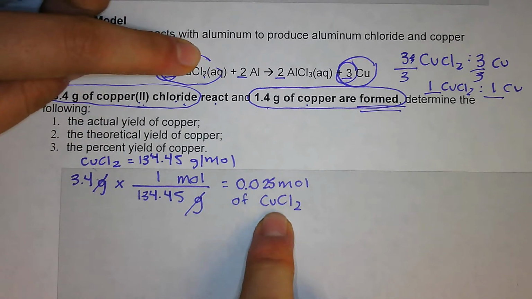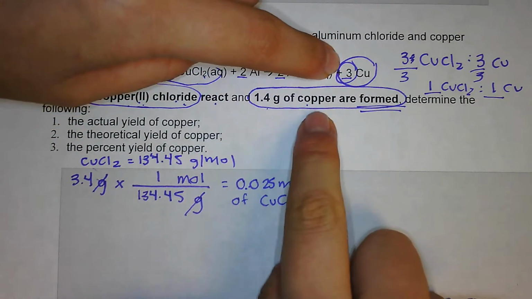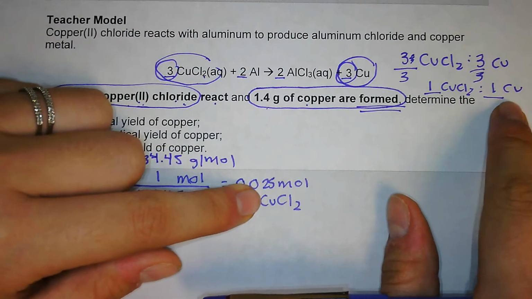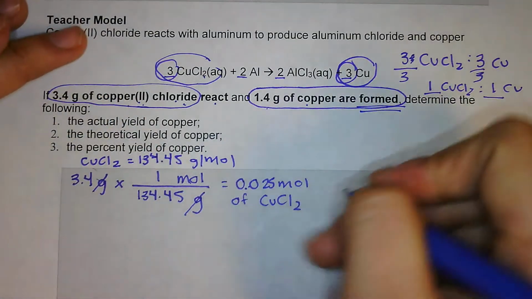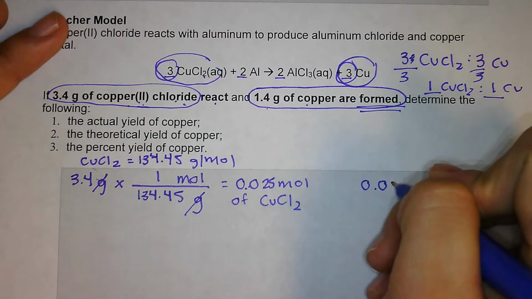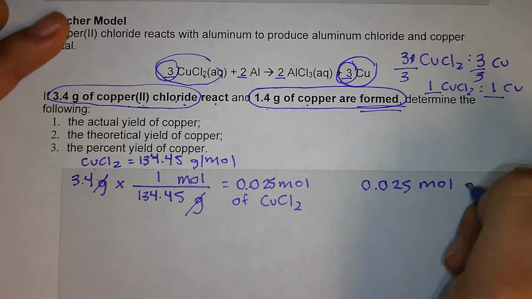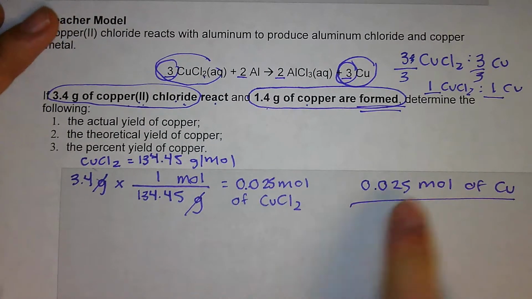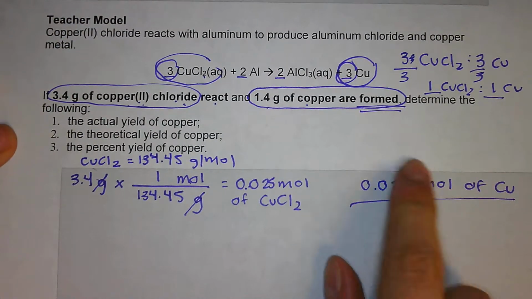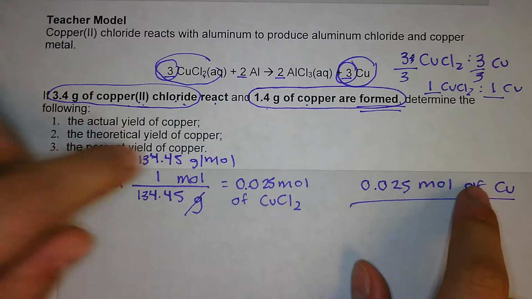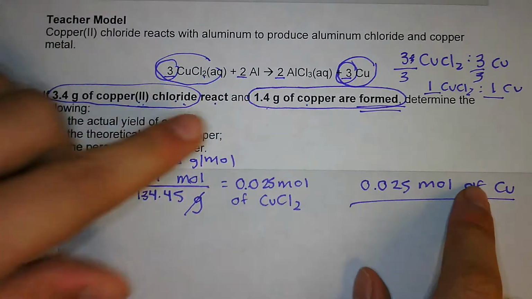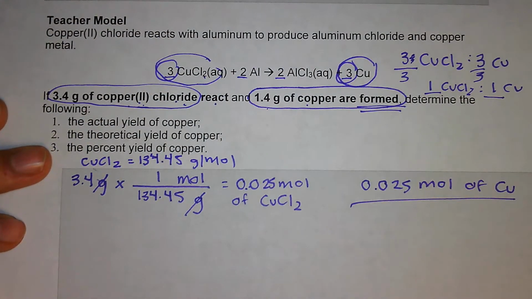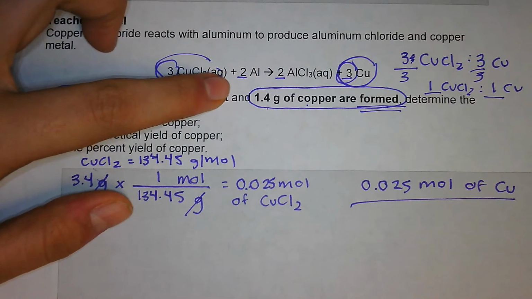Now that I have this amount of moles for my reactant, I can use it to find how many moles I should have of my product, specifically copper. Because it has a 1-to-1, this amount of moles is going to equal the product's amount of moles. So I should be expecting 0.025 moles of copper. That is what I am expecting. That is my theoretical yield. However, in order to compare percent yields, I have to have things in grams, or at least in the same units. In this one, it's grams. So let me turn this amount of moles of copper into actual grams.